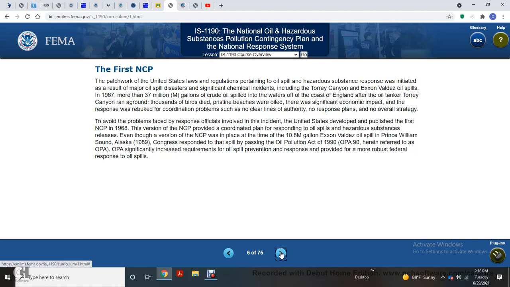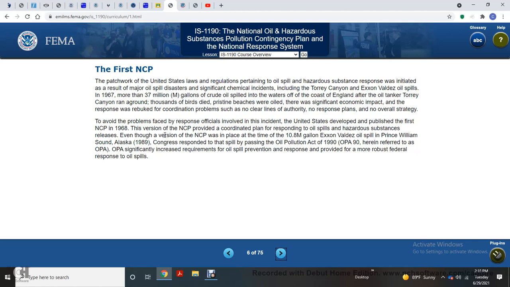Thousands of birds died. Pristine beaches were oiled. There was significant economic impact, but the response was rebuked for coordination problems such as no clear lines of authority, no response plan, and no overall strategy. To avoid the problems faced by response officials involved with the incident, the United States developed and published the first National Contingency Plan in 1968.